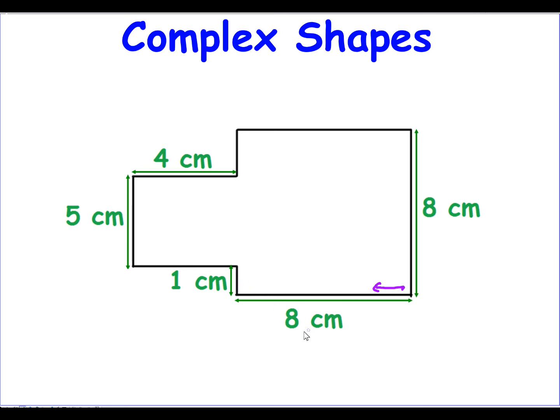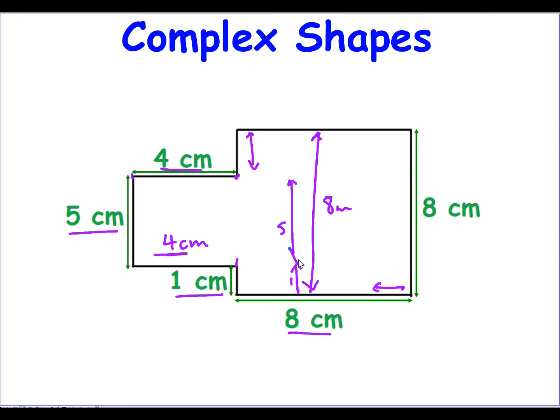So this is 8 centimeters, and then we go up, that's 1 centimeter. Now we're missing this side here, from here to here. Well, it's the same length as there to there, so it's 4 centimeters. Then we have 5 centimeters here, then 4 centimeters, and we're missing a length there. Now, we know the total distance is 8 centimeters. We know we've got 1 centimeter there, and then another 5 there. So this means there's 2 centimeters missing to make up the 8. So this side here must be 2 centimeters.